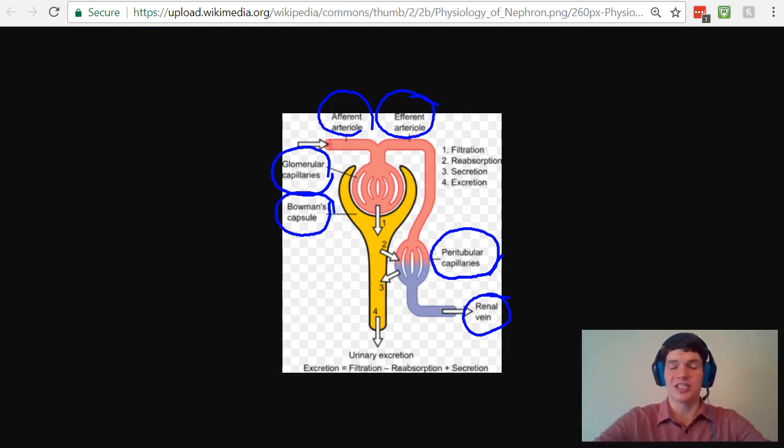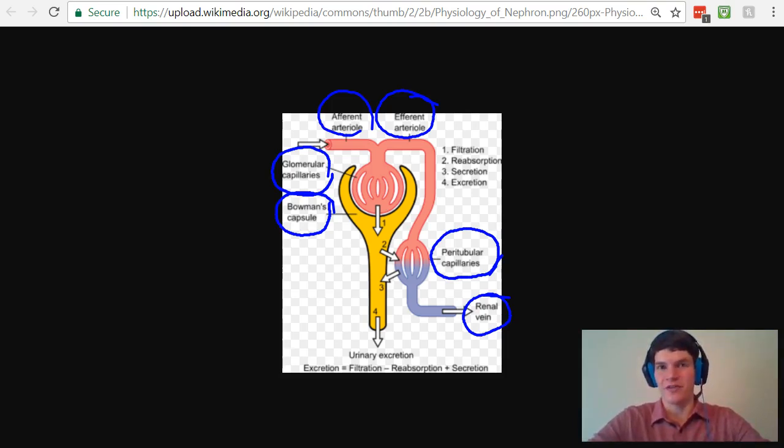Now let's talk about the functions. There are four key functions being performed by this nephron. One, filtration; two, reabsorption; three, secretion; and four, excretion. Filtration is the process that occurs as the blood empties from the glomerulus into Bowman's capsule.